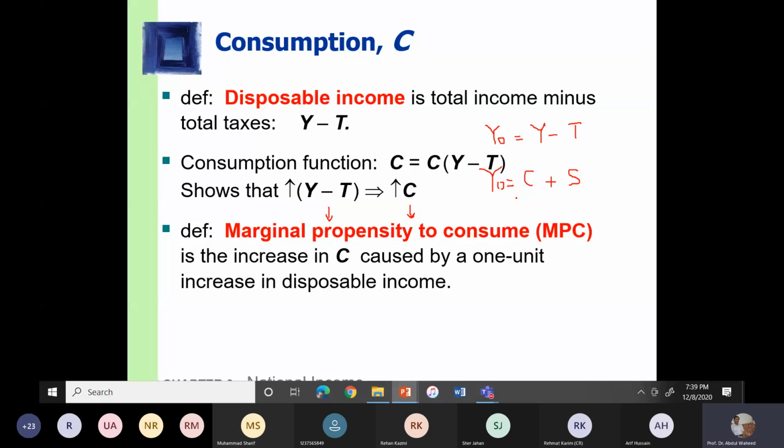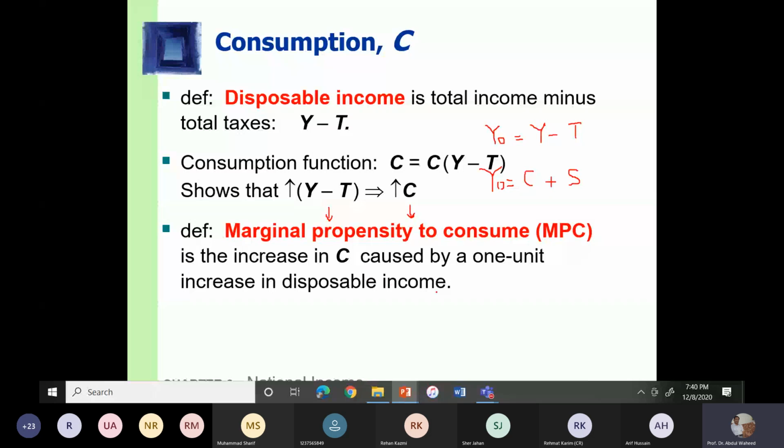Okay, if the marginal propensity to consume is 0.9, this means if your income increases by $1, then your consumption will increase by $0.9. Or if your income increases by $100, your consumption will increase by $90. So $10 you will save. If the marginal propensity to consume is 0.8, this means 80% of increased income you will consume and 20% of increased income you will save.